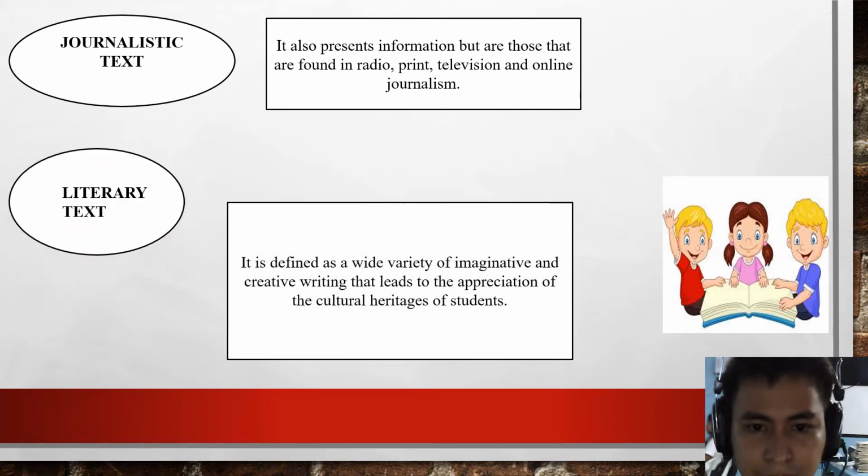Literary text. It is defined as a wide variety of imaginative and creative writing that leads to the appreciation of cultural heritage of students. Literary texts are narrative or tell a story and contain elements of fiction. So what is fiction? Fiction is imaginary events and people. For example, novels, short stories, and even poetry.